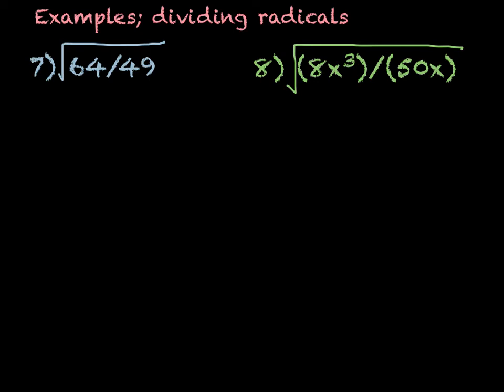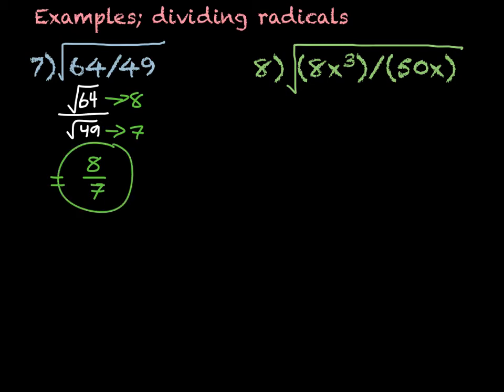Dividing radicals is very similar to multiplying them. You can either split them up, or you can do them separately, or you can divide and then do your square root. So what I'm going to do on this one is I'm going to write it as square root of 64 divided by the square root of 49. And the reason I'm going to do that is because I know the square root of 64 is 8, and I know the square root of 49 is 7. So I have 8 over 7, and that's your final answer.